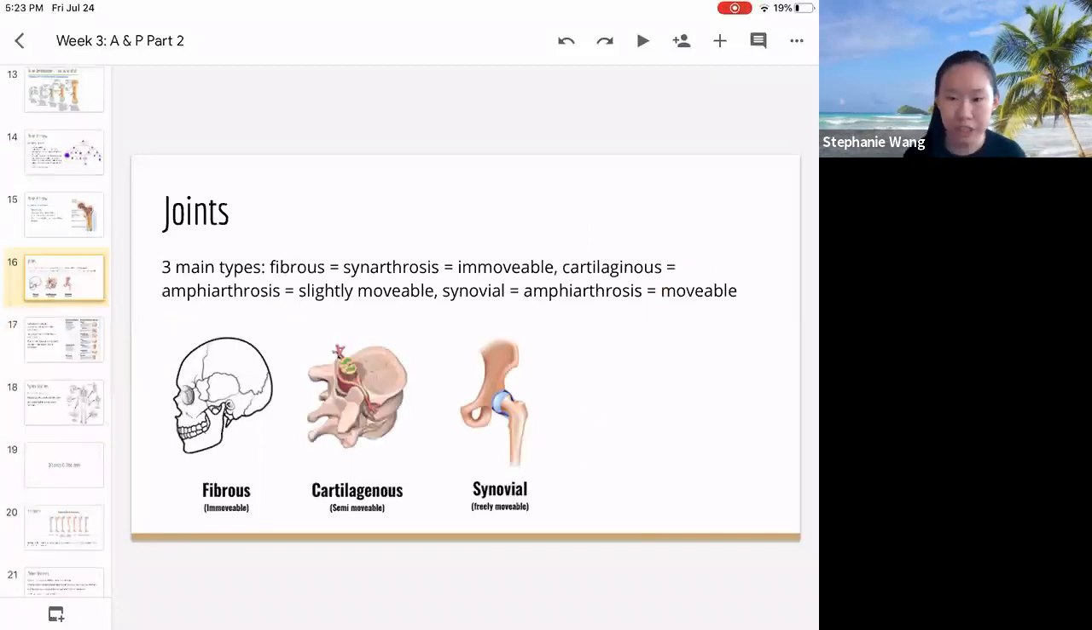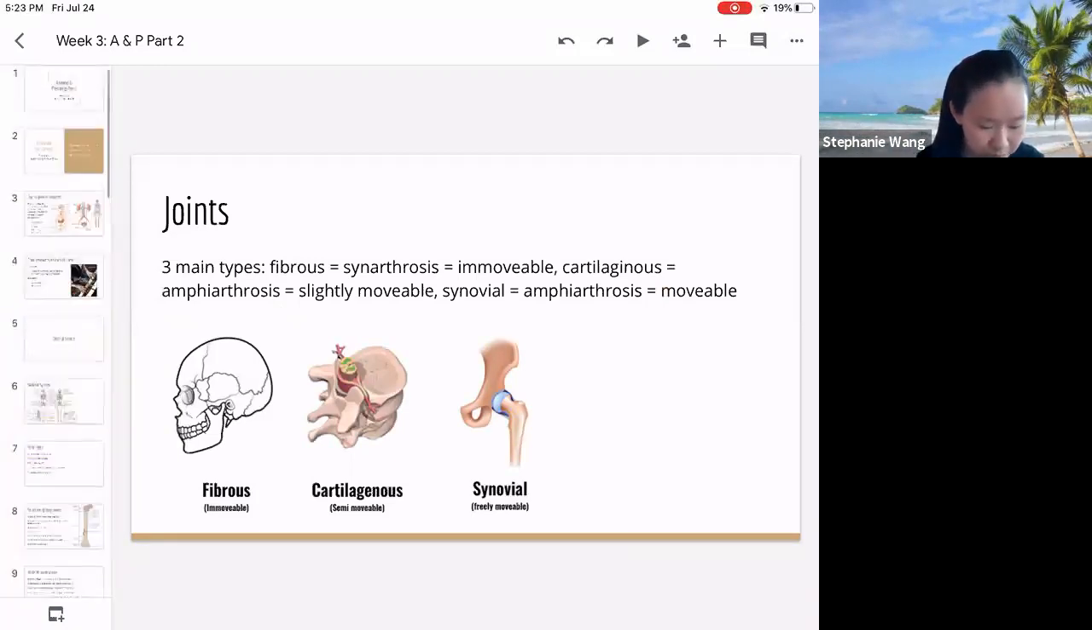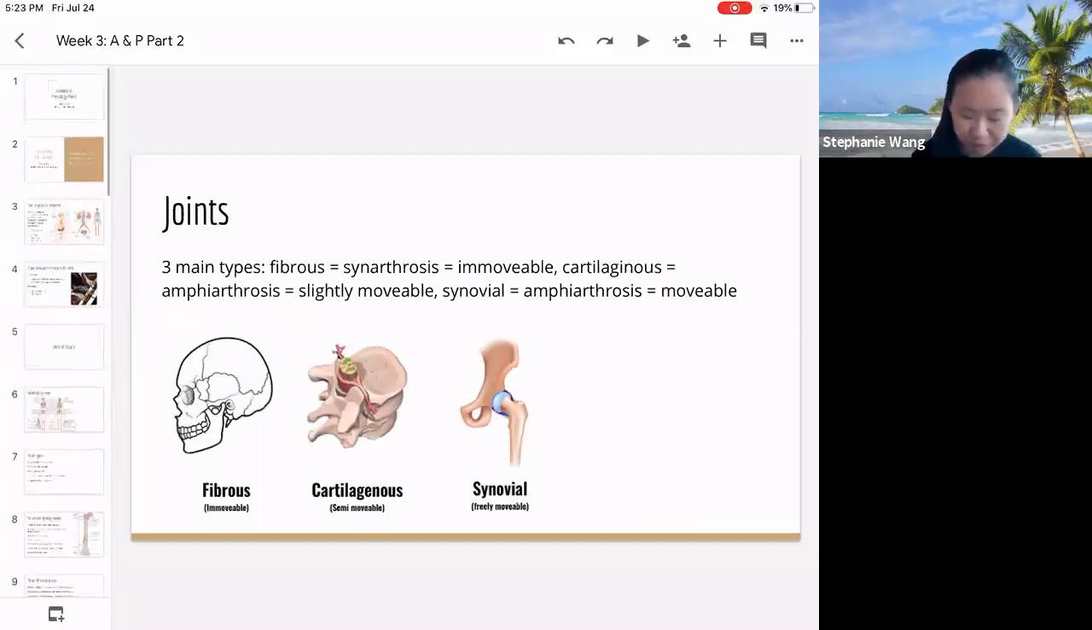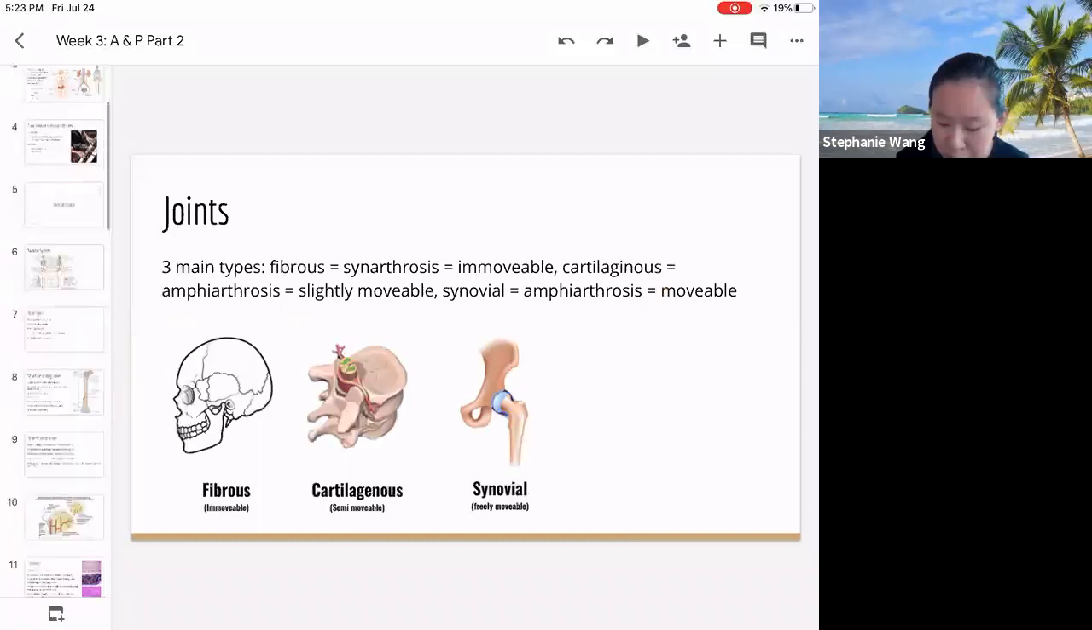Isha, that's a good question. The spongy bone refers to the actual structure of the bone, but the bone marrow itself is found inside the spongy bone. So if you remember in this diagram here, you can see that the spongy bone is referring to the bone, and the bone marrow is the red stuff found inside the spongy bone.